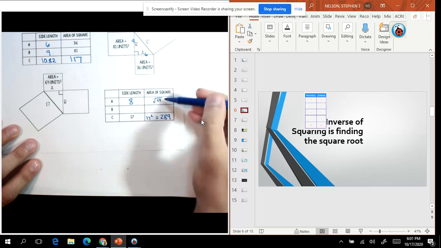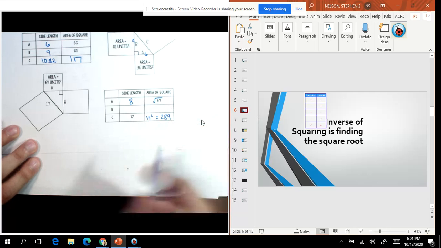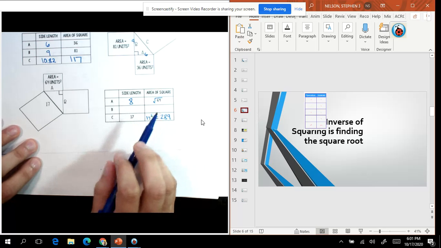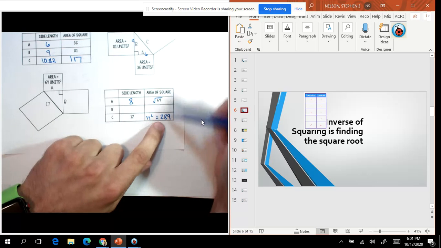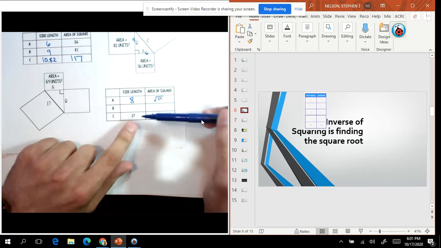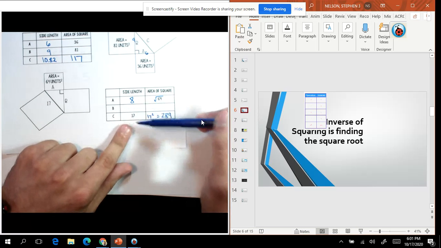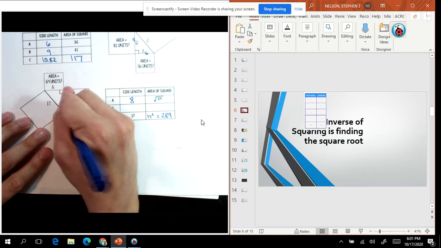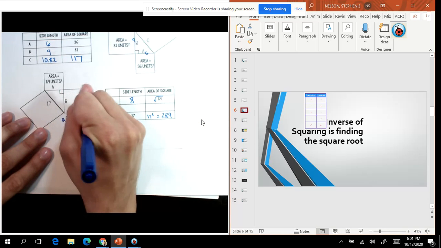So area is 64, area is 289. Now we need to find the side length of B. We can do that by either subtracting these, which is probably the easiest way, or finding A squared plus B squared equals C squared. I'm going to do A squared plus B squared equals C squared.